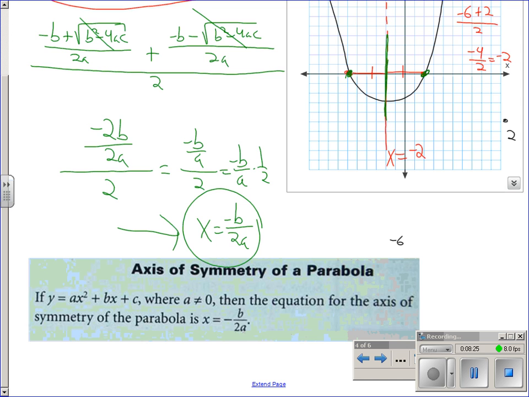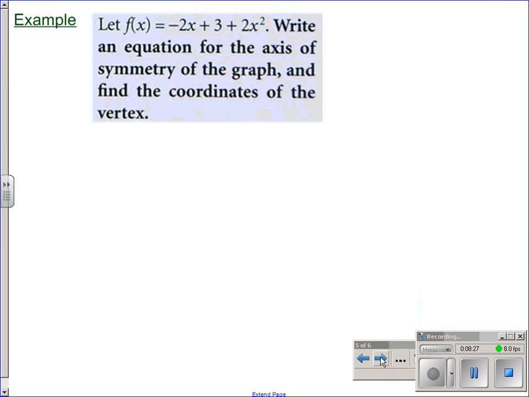All right, so let's do one example here. You have an equation, f of x. It says write an equation for the axis of symmetry of the graph and find the coordinates of the vertex. Okay, so axis of symmetry is x equals negative b over 2a. There should be a space in that equal sign there. Sorry. Negative b over 2a. There we go. That's better. So our b value is a negative 2. Okay, coefficient of x. So the negative of a negative is positive 2 over 2a.